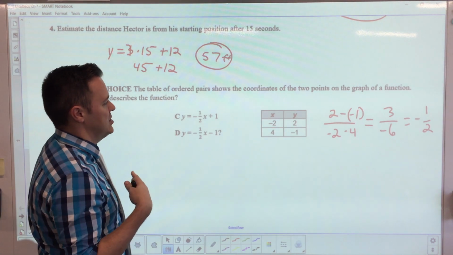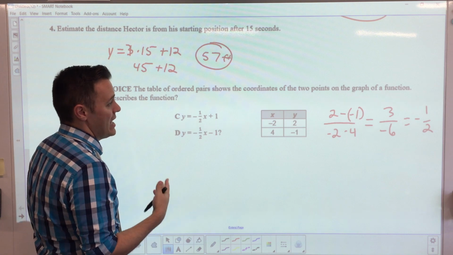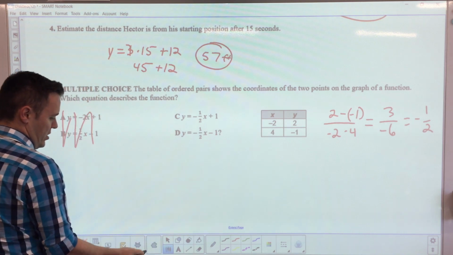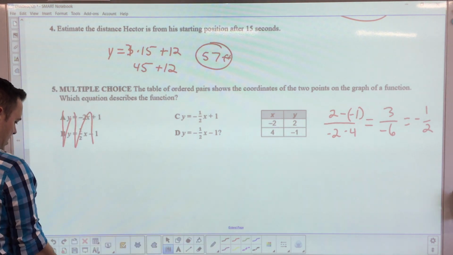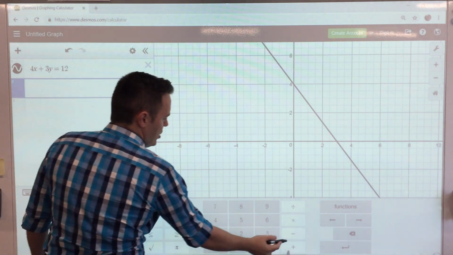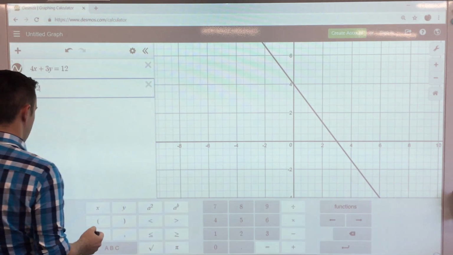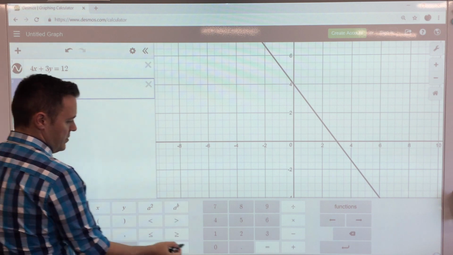This is where you could plug it into an equation if you want, or, ladies and gentlemen, what you could do is actually put it into Desmos, and I'll show you that one real quick. So one of my points is negative 2, 2. So let's do that. Negative 2. Whoops, let me change this real quick. And it's going to be comma 2.